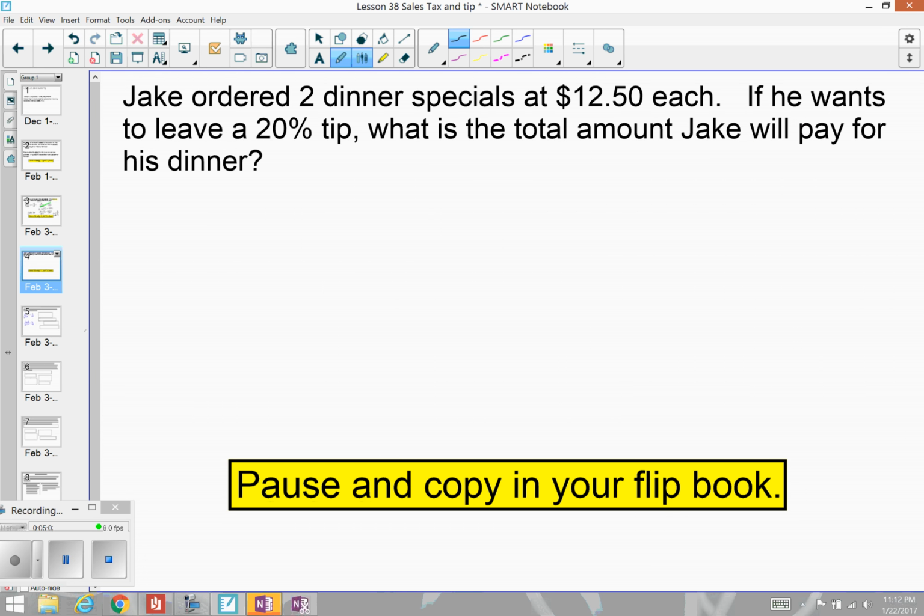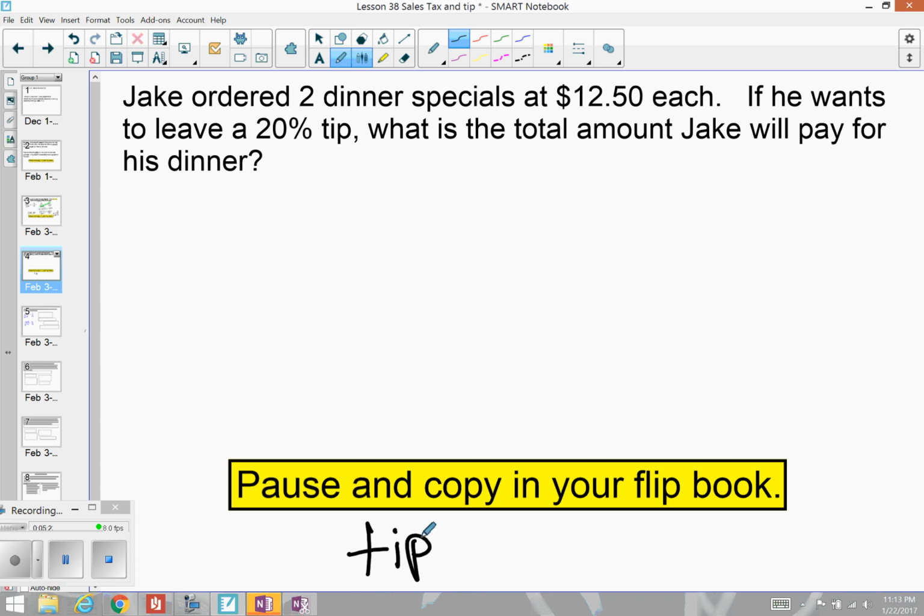Okay, let's do an example for our tip section. So this is going to be under our tip part of our flip book. Okay. Jake ordered 2 dinner specials at $12.50 each. If he wants to leave a tip of 20%, what is the total amount that Jake will pay for his dinner?